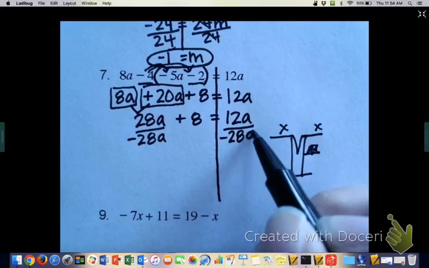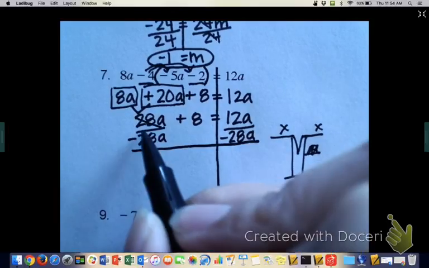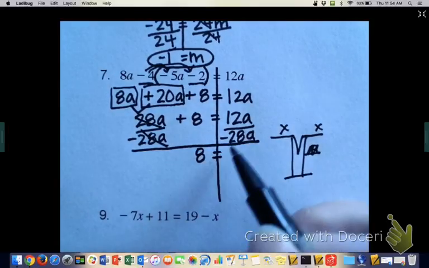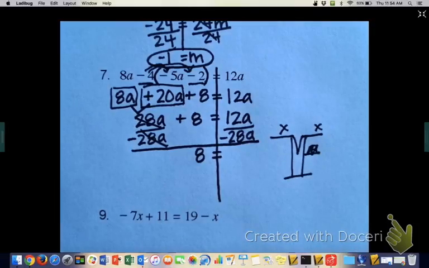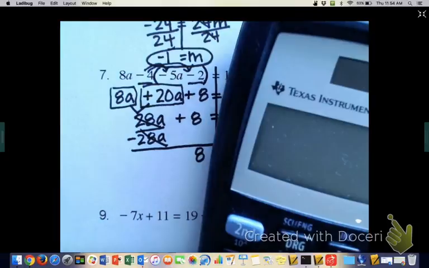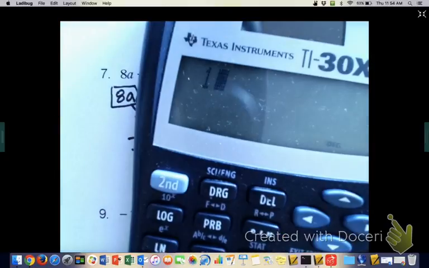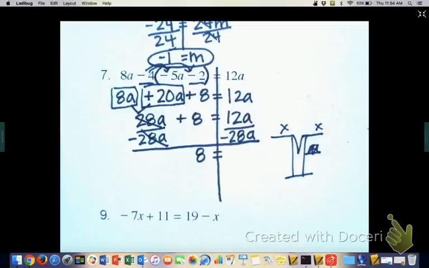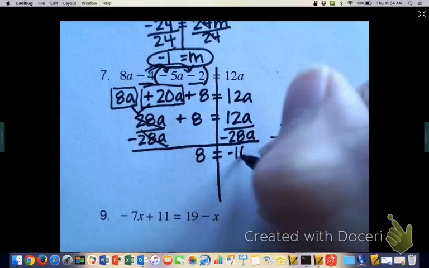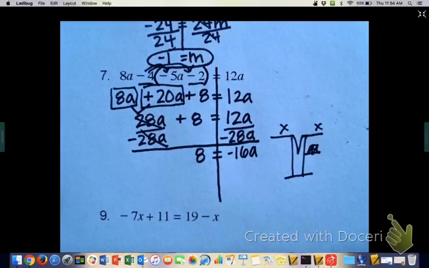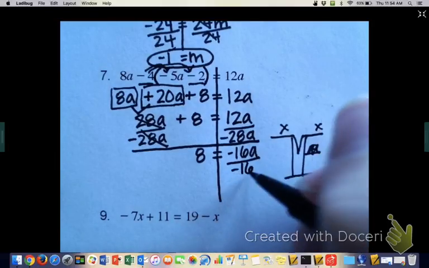So move your 28a. Cancels. Bring down 8. 12 minus 28, just to double check. Put your little trusty calculator under here. 12 minus 28 equals negative 16. So negative 16a. And then the last step is divide by whatever is next to your variable. So divide by negative 16.